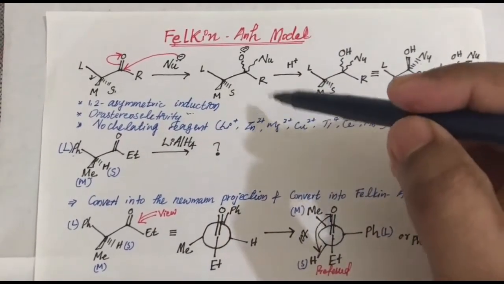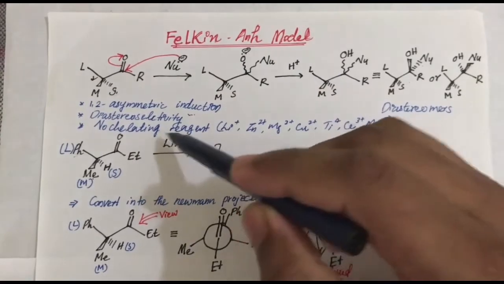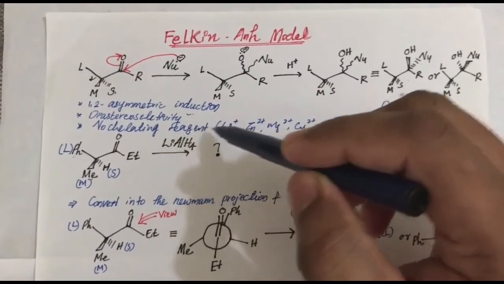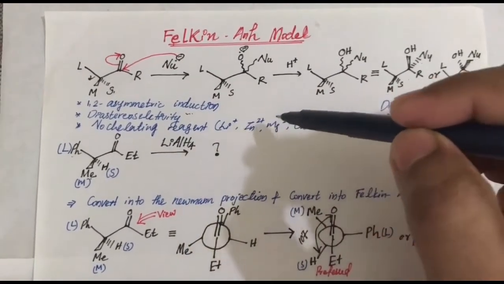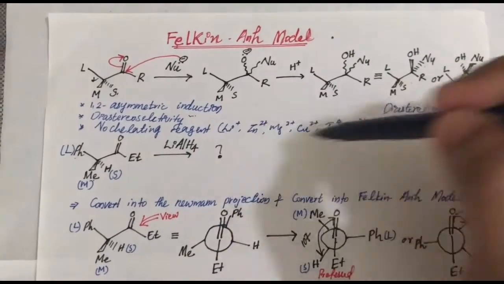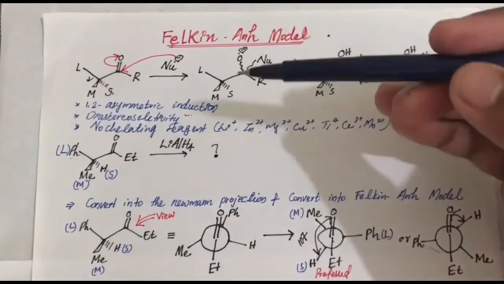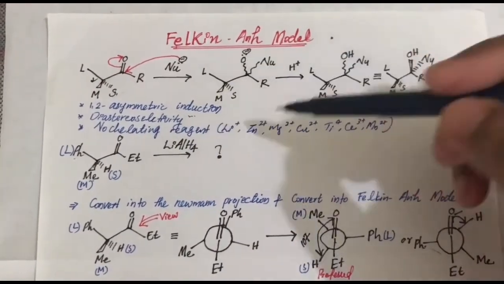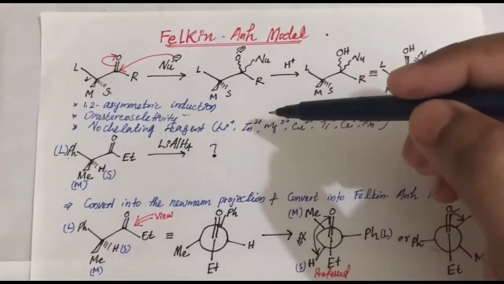And the main thing is that this Felkin-Anh model is applicable only if your reagent is free from lithium, zinc, magnesium, copper, titanium, cerium, manganese. If these reagents are present, our selectivity is somewhat different. That is called the chelate model that we will discuss later.